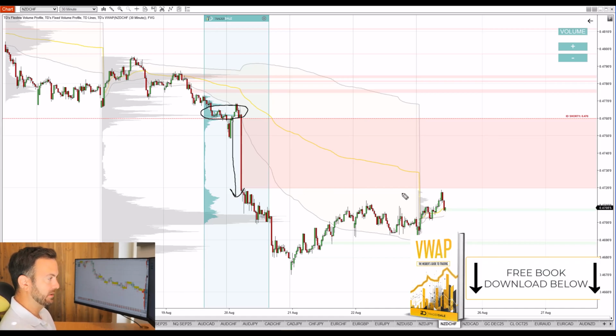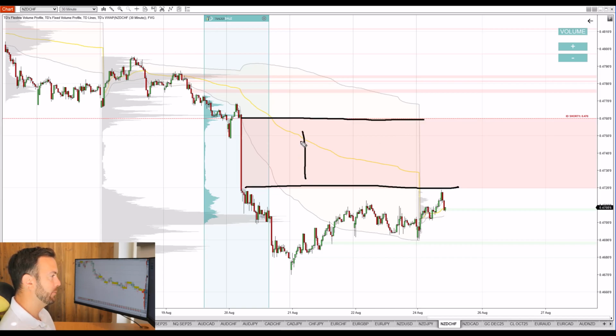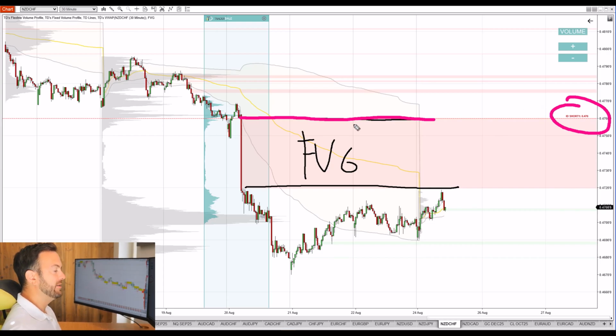What you do is you wait for the pullback and then trade from the beginning of the heavy volume zone or from the point of control. In this case, I like to trade from the beginning of that heavy volume zone because it nicely aligns with a fair value gap. It is highlighted in red. This is the whole fair value gap, and the beginning of the fair value gap is right here, exactly at the level 0.4760. All right, so that's what that level is based on.